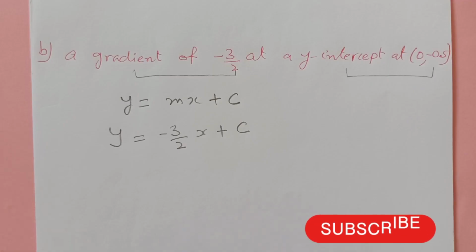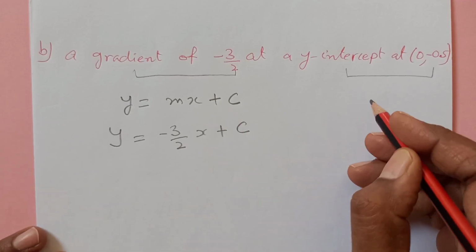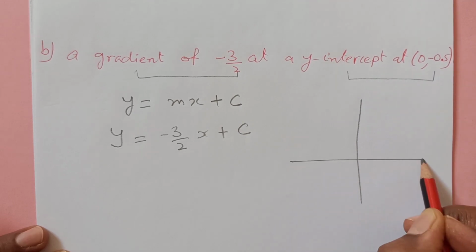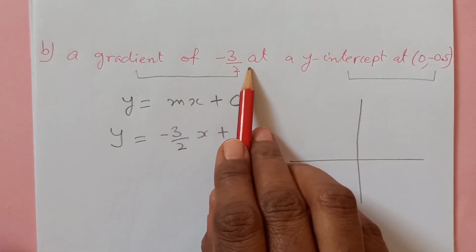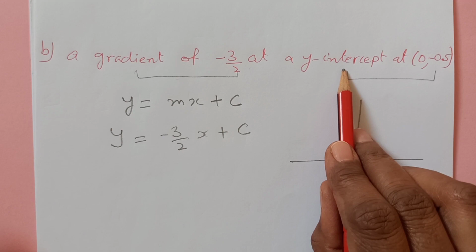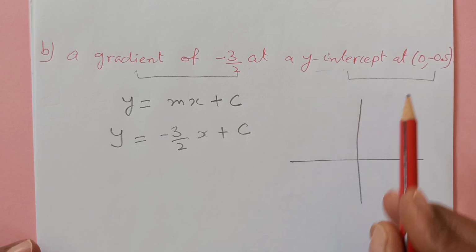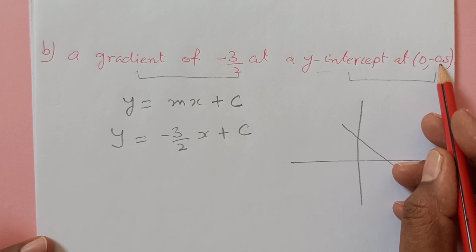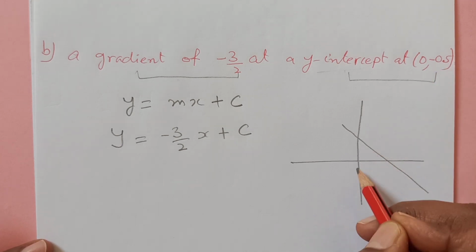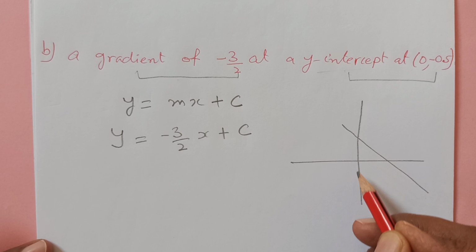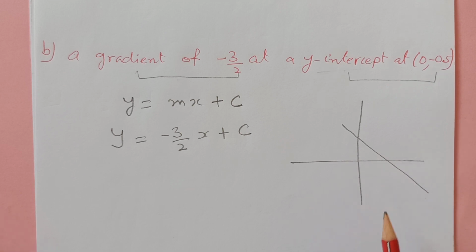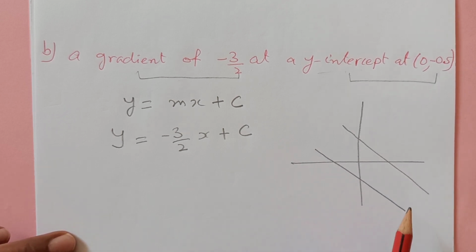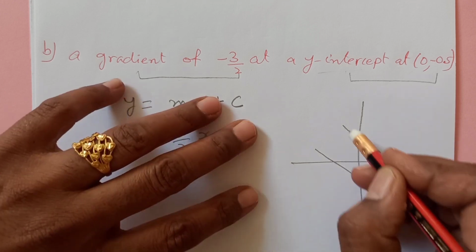So let me show you this with the diagram. So this is the coordinate axis, right? He said a gradient of -3/2 and the y-intercept is this. So let's say the line is like this. Okay, so this is -0.5. So when x is 0, y is -0.5. So that means the line is coming somewhere down here, not this one.